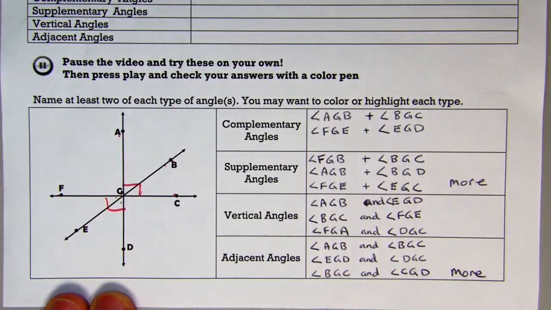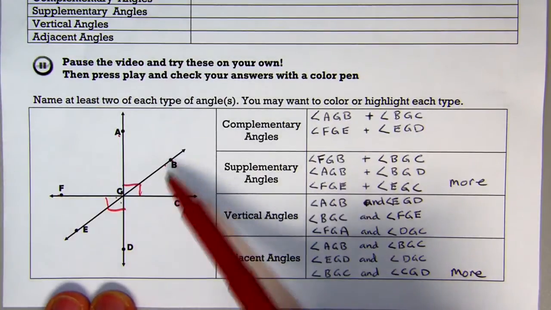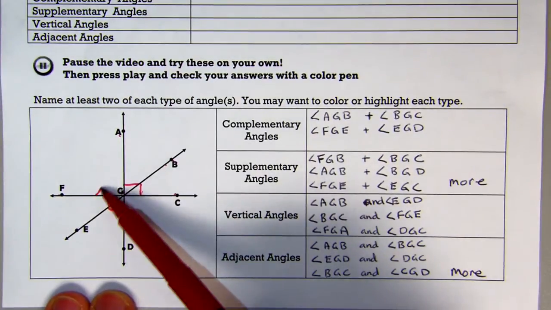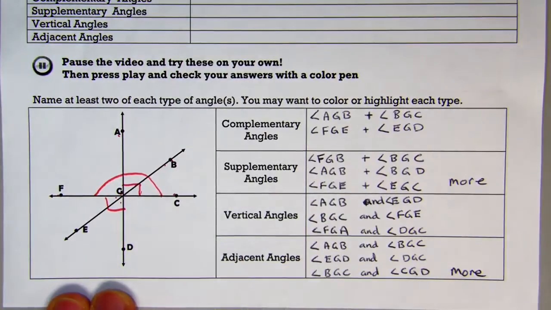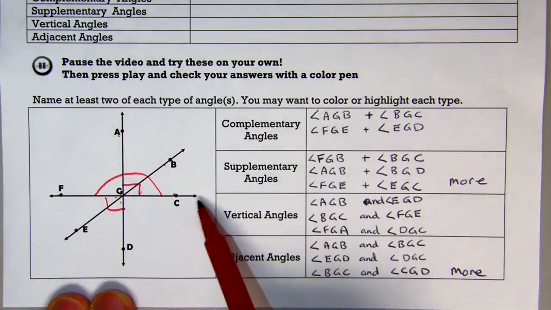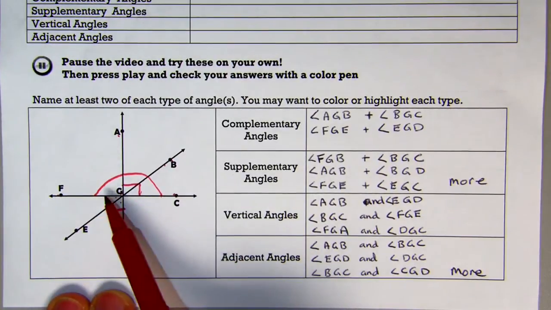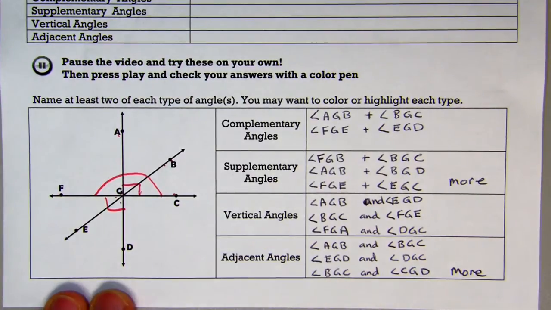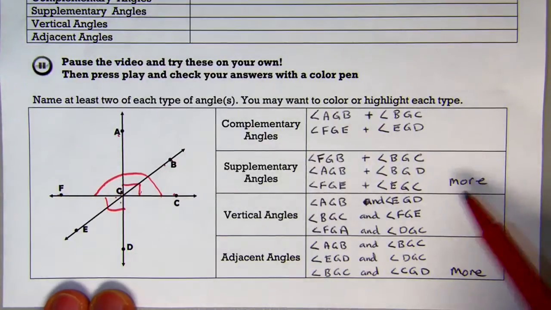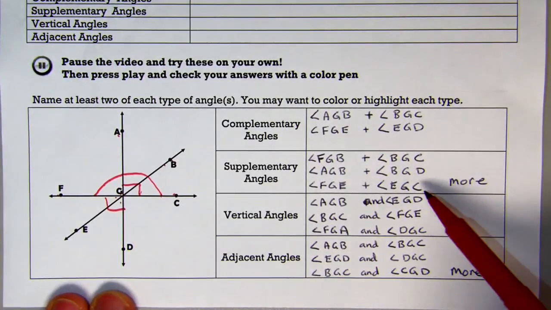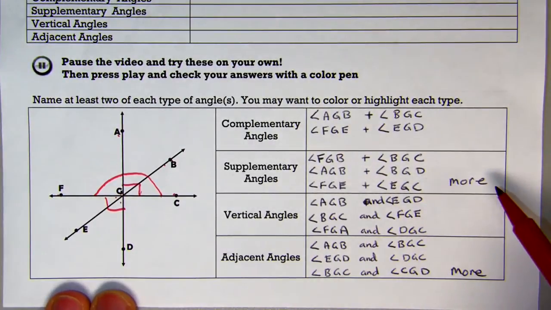For supplementary, we found that there's FGB and then BGC. Notice how they make 180 degrees here. There's FGC that makes up that straight angle, and then the two angles split it. And there's some other examples there. You can look at those. There's also more here. There's not just the 3 options. There's more than that you could have found.